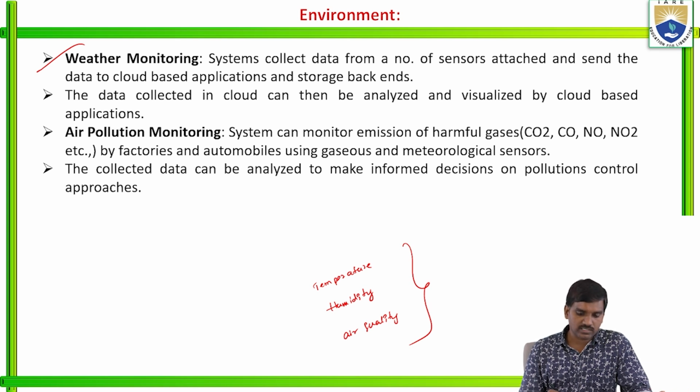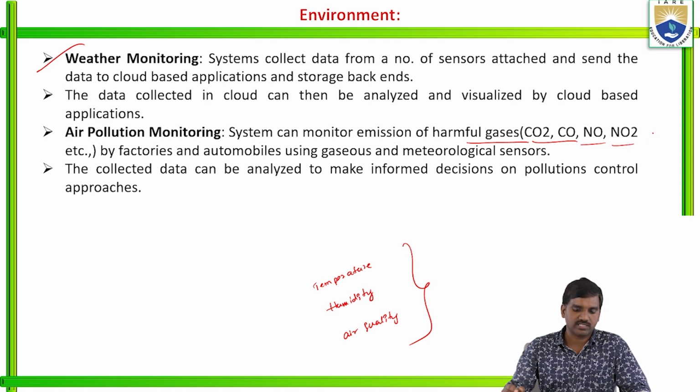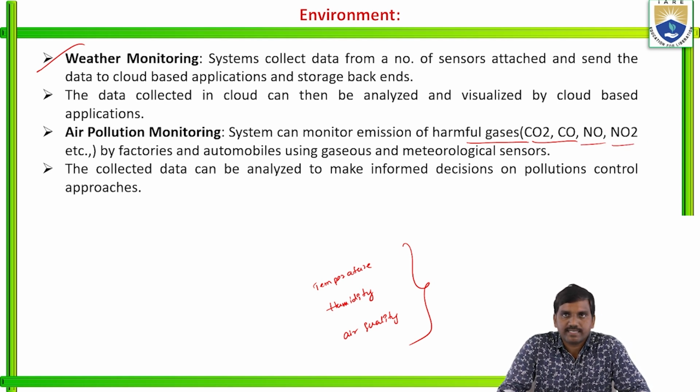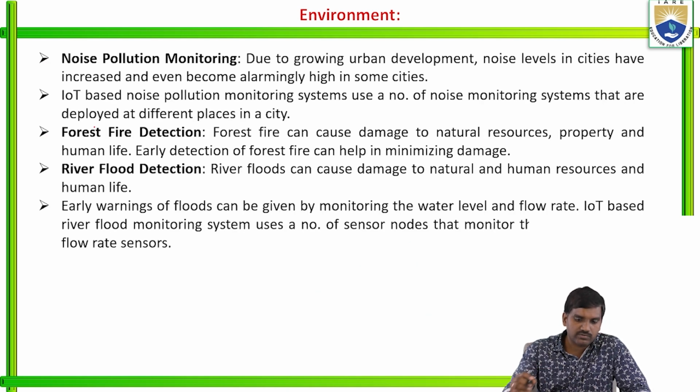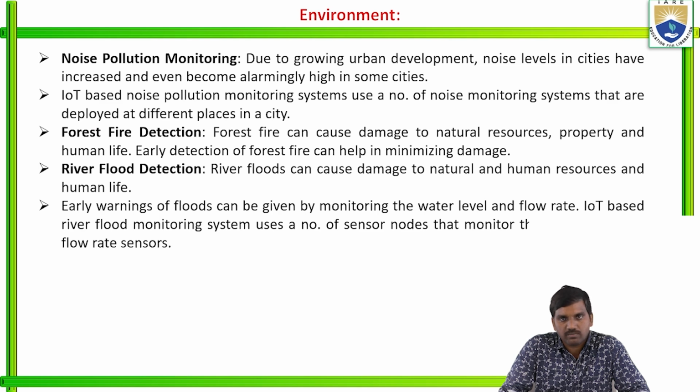And an air pollution monitoring system can also monitor emissions of harmful gases, CO2, CO, NO, NO2, etc., by factories and automobiles, and for meteorological reasons. So this is under environment; we have different applications here. And environment noise pollution monitoring system also comes under environment, forest fire detection, river flood detection, like that.